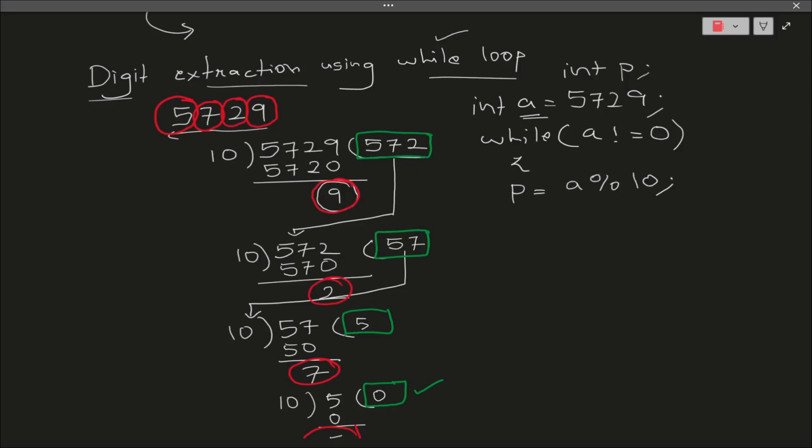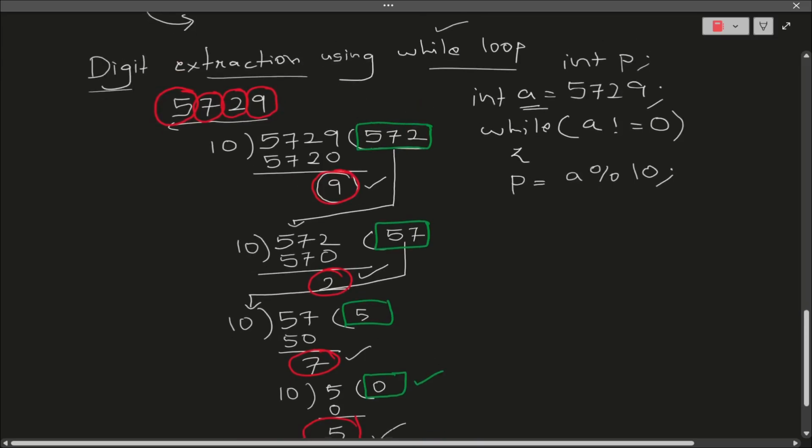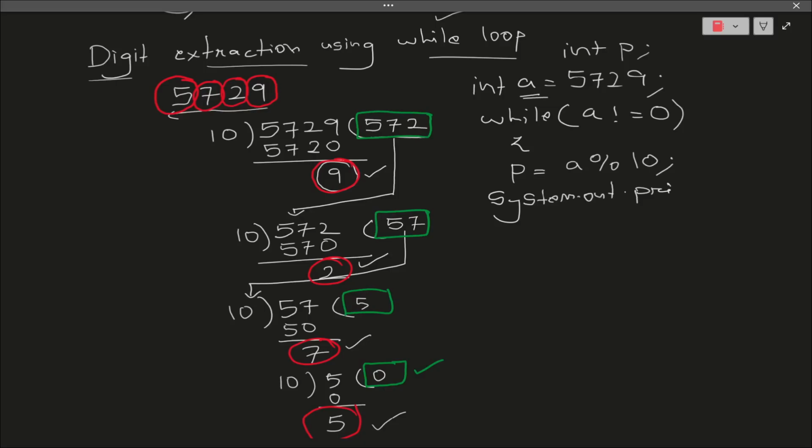So what will this modulus 10 give to me? It will give me the remainder. And what will I do? I will start printing this. So after I find the remainder, I will be writing System.out.println(p). Okay, this is what I will maintain.